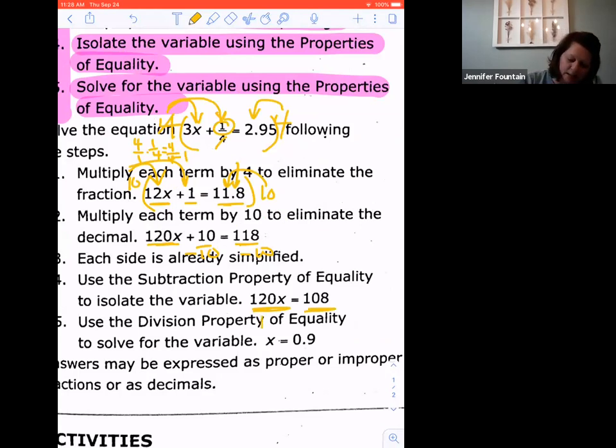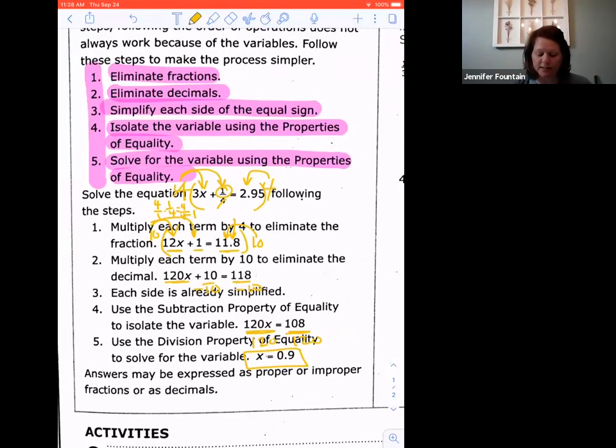Then I have to divide by 120, divide by 120. And so I grab my calculator and I divide 108 by 120, and I find that x is equal to 0.9. Okay, and the directions say answers may be expressed as proper or improper fractions or as decimals. Because my problems have decimals and fractions in them, I'm not limited to a fraction answer or a decimal answer. I can do either. The main thing is if I use a fraction, it has to be in simplest form. It can be an improper fraction in simplest form.